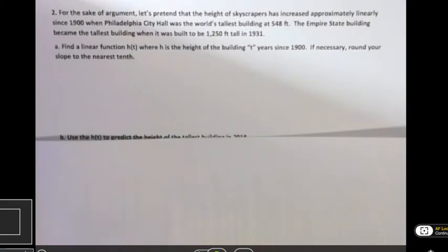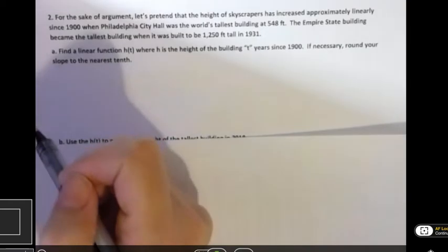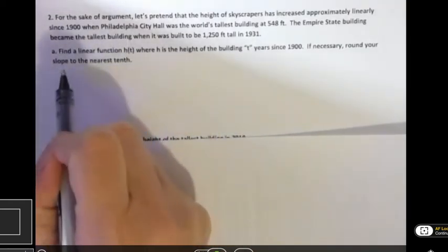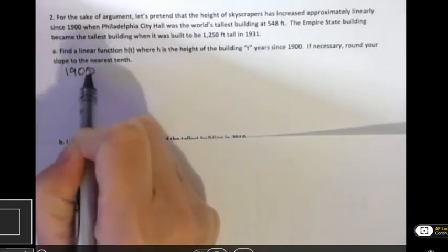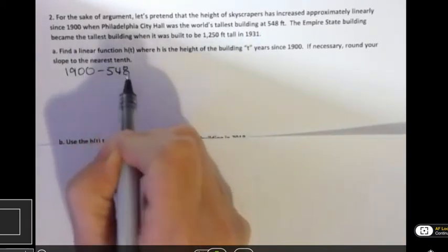The Empire State Building became the tallest building when it was built to be 1,250 feet tall in 1931. Find a linear function h of t, where h is the height of the building, t years since 1900. If necessary, round your slope to the nearest tenth. Okay, so we have two things here we're looking at. In 1900, we had a building that was 548 feet tall.